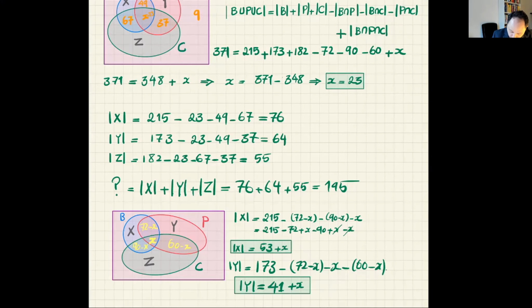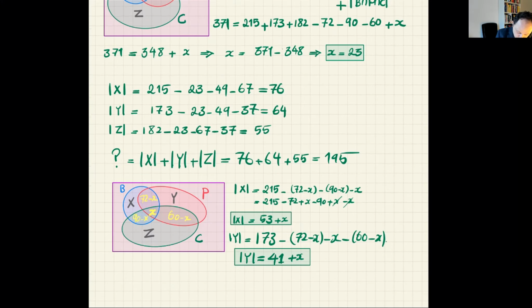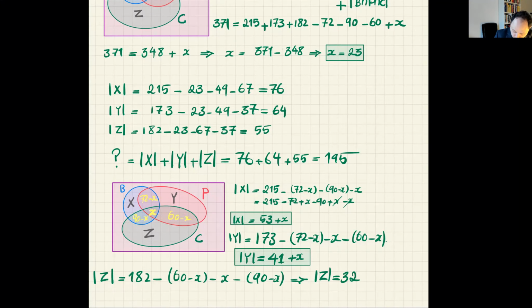Yes? And then let us do the next one as well. The cardinality of Z is equal to the number of people studying chemistry, which is 182. And then I have minus these parts, this part, this part, and this part. So it is minus 60 minus X, minus 90 minus X. This means that the cardinality of Z is equal to, using my calculator again, 32 and then positive X.